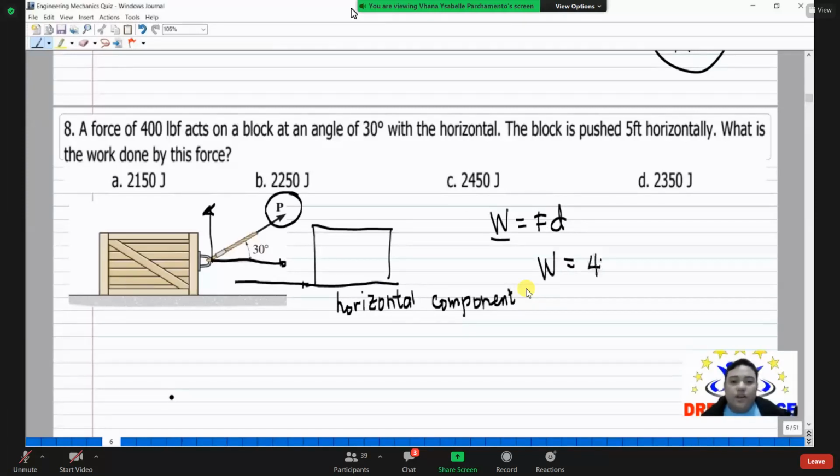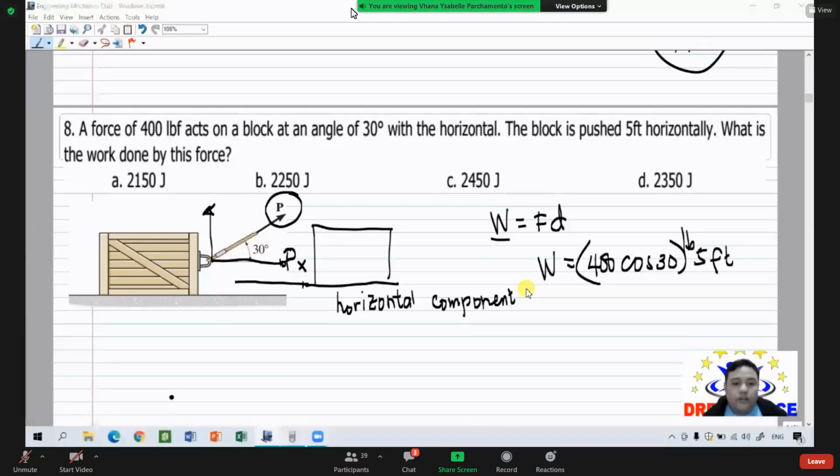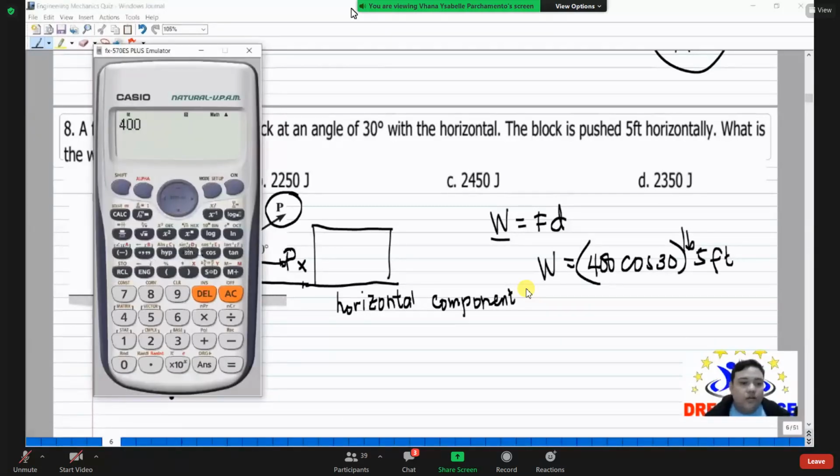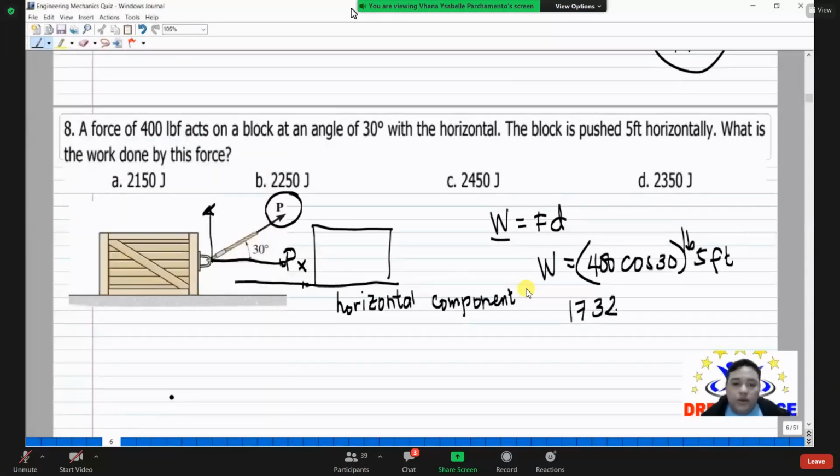So, the value is equal to 400. So, ano tong fx natin dito or px natin? So, that is 400 cosine of 30 multiplied by 5 feet. So, this is pound feet. Pound force feet. So 400 cosine of 30 times 5. So this is 1,732.05 pound force feet.